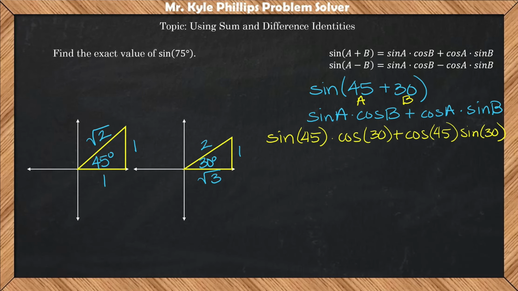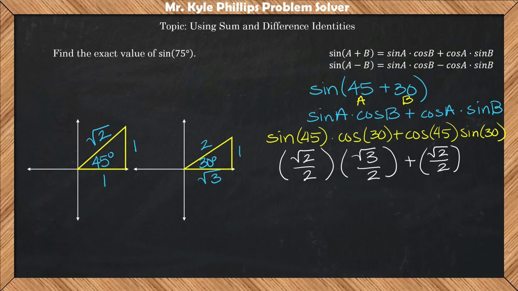And now from here, all we have to do is find these values on our unit circle. So if you remember, sine of 45 degrees is going to be the square root of 2 over 2. Cosine of 30 degrees is going to be root 3 over 2. Cosine of 45 degrees is going to be root 2 over 2. And sine of 30 degrees is going to be 1/2.